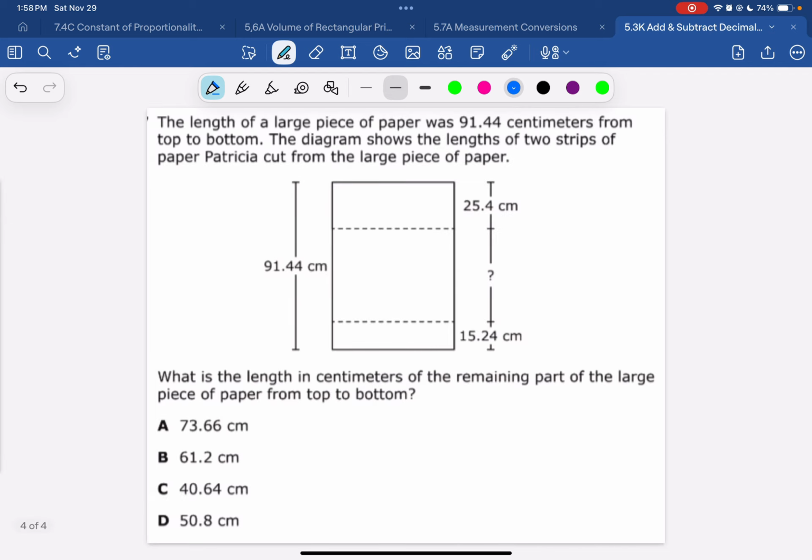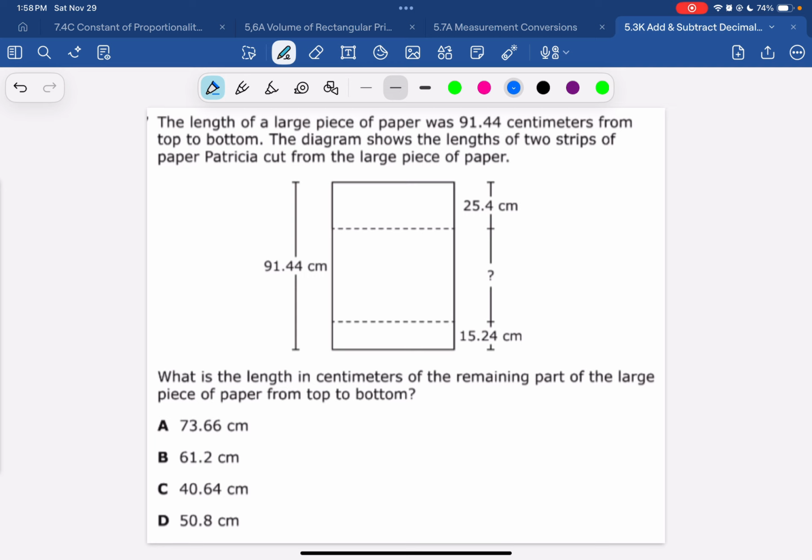All right, for the last one, it says the length of a large piece of paper was 91 and 44 hundredths, or 91.44 centimeters from the top to the bottom. The diagram shows the lengths of 2 strings of paper Patricia cut from the large piece of paper. What is the length in centimeters of the remaining part of the large piece of paper from top to bottom?